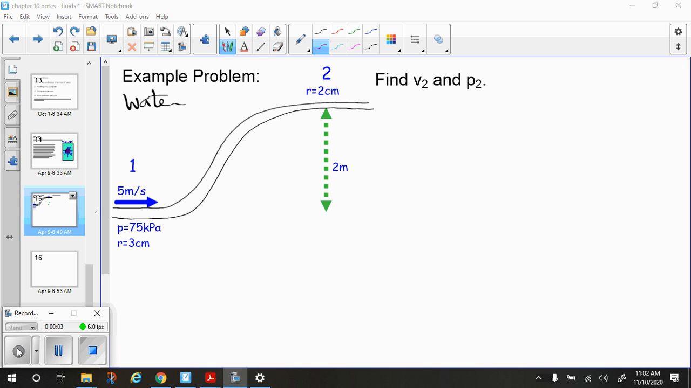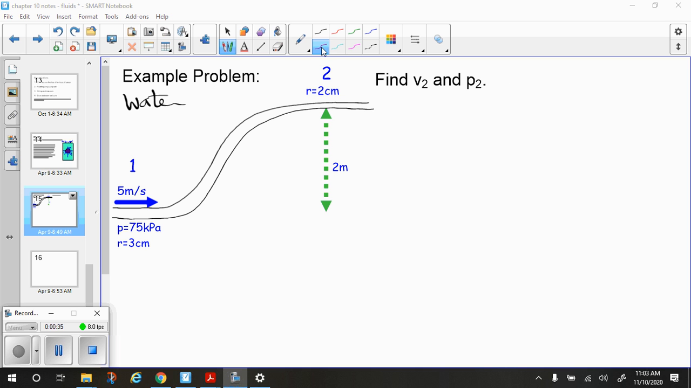All right, we're going to do an example problem using Bernoulli's equation. So here we have water going through a tube. Down here at position 1, it's going at 5 meters per second. The pressure is 75 kilopascals, and the radius of the circular tube is 3 centimeters. Then the water goes up a vertical 2 meters, and the radius changes to 2 centimeters. And we need to find the velocity and pressure at point 2.